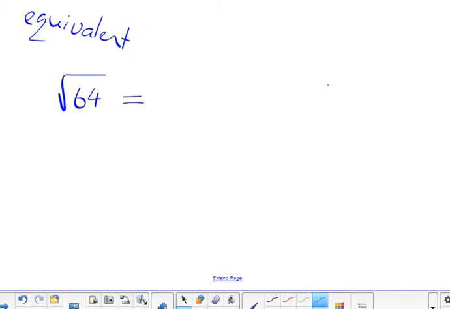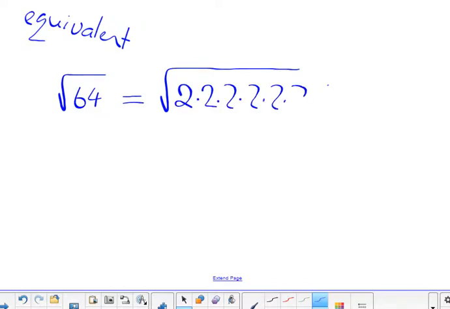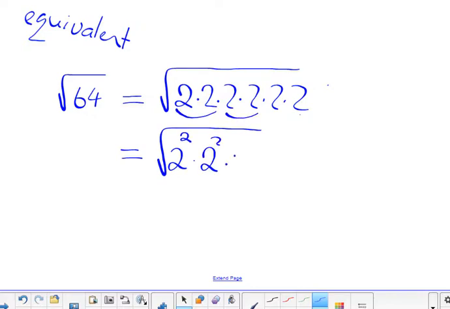Hopefully, I've done this in advance here. 2 times 2 times 2 times 2 times 2 times 2, I believe it is. Okay, so 2 times 2 is 4, 4 times 2 is 8, 8 times 2 is 16, times 2 is 32. Yep, that's right there. So there it is written as its prime factors. The square root of 2 to the power of 2, if I take that group there, 2 to the power of 2 for the second group, 2 to the power of 2 for the third group, isn't it?